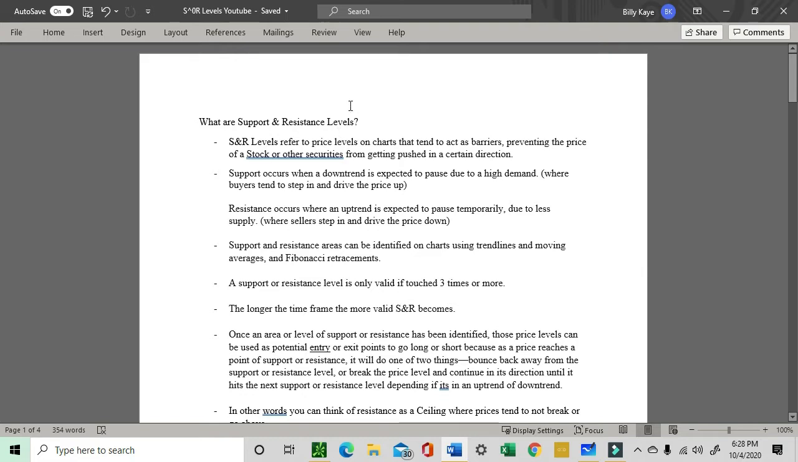So support and resistance levels refer to price levels on charts that tend to act as barriers, preventing the price of a stock or other securities from getting pushed in a certain direction. Support occurs when a downtrend is expected to pause due to high demand, where buyers tend to step in and drive the price up. Resistance occurs when an uptrend is expected to pause temporarily due to less supply, where the sellers step in and drive the price down. I'm going to give you guys examples of this.